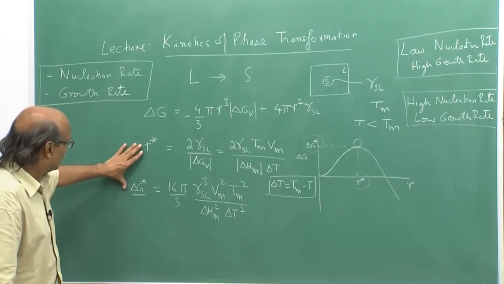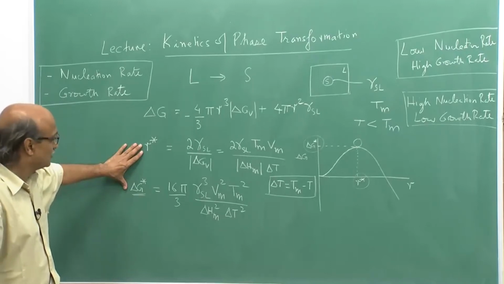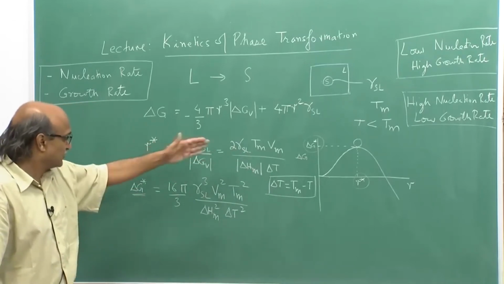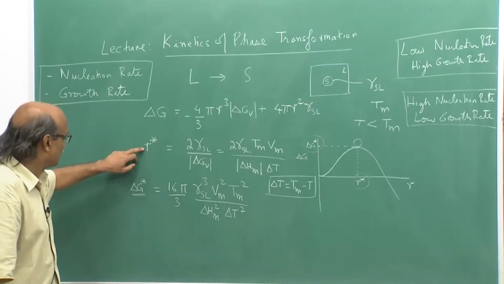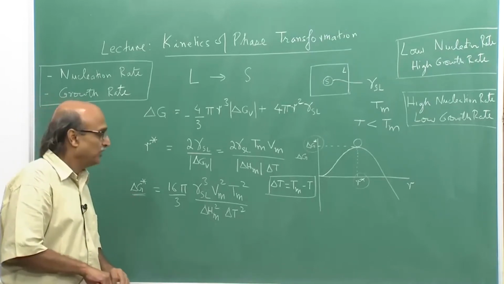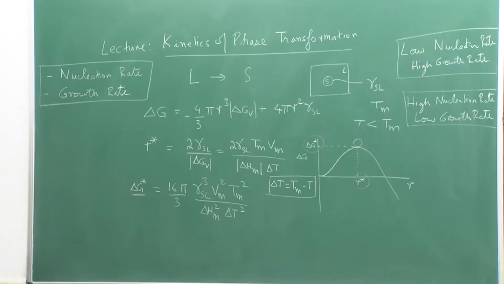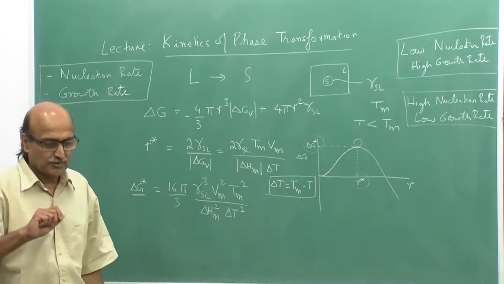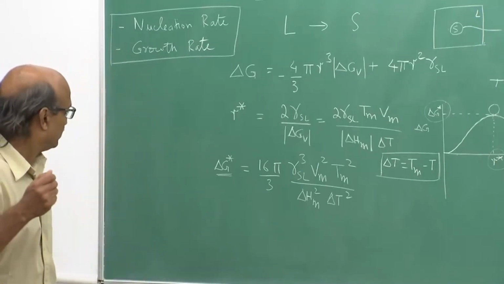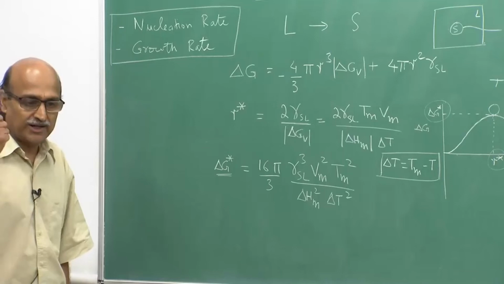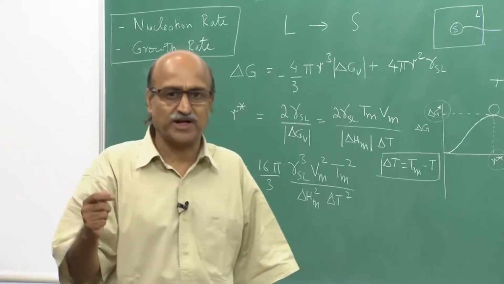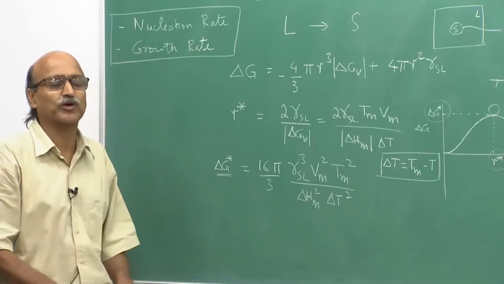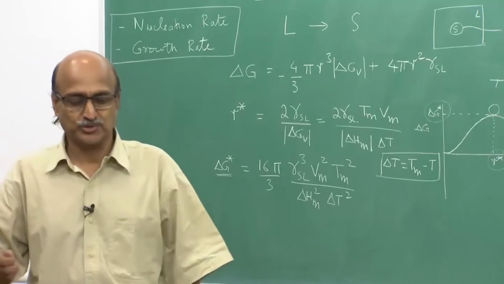So, both R star as well as delta G star would be large for small undercoolings. For large undercoolings, that is large delta T, R star would be small, delta G star would be small. So, one important conclusion that one can draw from here is larger undercoolings should produce higher nucleation rate, but then again we will find if the undercooling becomes very large, then also you would find that the nucleation rate will go down. How that happens, that will become clear in subsequent lectures.